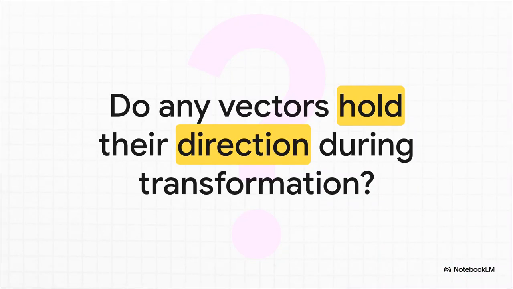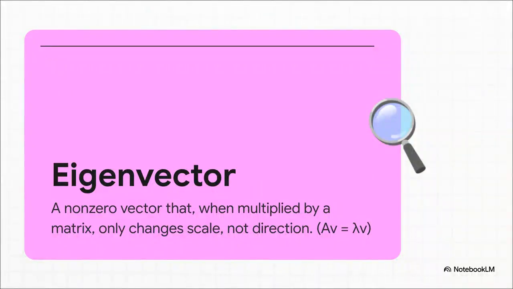When a matrix transforms space, stretching it, rotating it, squishing it, most vectors get knocked completely off their path. But are there any special vectors out there that are so fundamental they hold their ground? Vectors that only get stretched but never change their original direction? And it turns out the answer is a big yes. And these special, stubborn vectors, they're called eigenvectors.